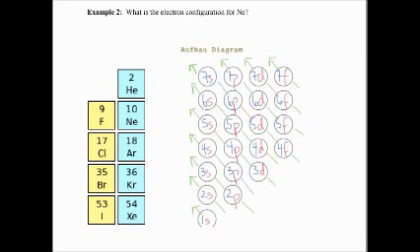So let's go on to a second example. What is the electron configuration for neon? Whenever we're figuring out the electron configuration, we need to take a look at where it is in the periodic table, and use the Aufbau diagram to figure out the correct order of those electrons. So neon is element number 10, so we have 10 electrons.